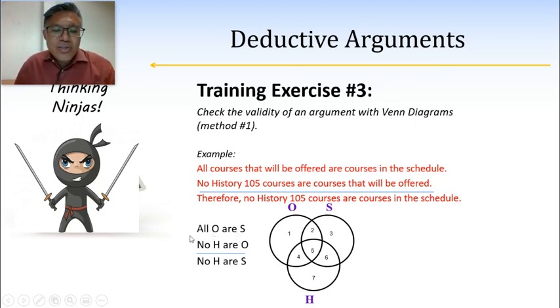Now we have to shade or X. Take a look. There is an all claim, an A claim, and a no claim, an E claim. Both are shading claims, so we don't have to worry about Xing anything. The order in which we shade doesn't matter.